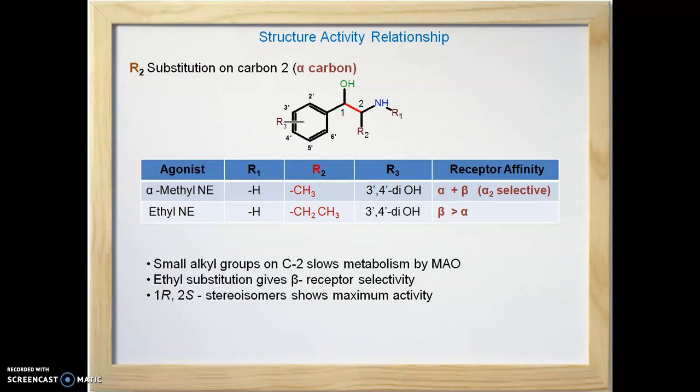Now important point is, if there is a substitution on carbon number 2, that is alpha carbon, then what should be the configuration for maximum activity? Stereoisomers with 1R, 2S configurations have maximum activity. That means C2 should have S configuration. Configuration at carbon number 2 is having great effect on binding to the receptor.